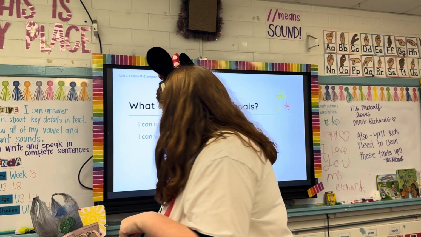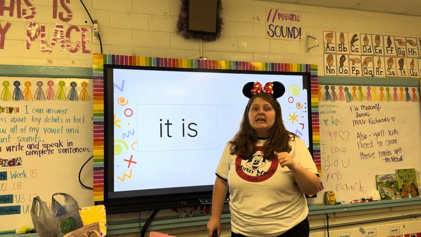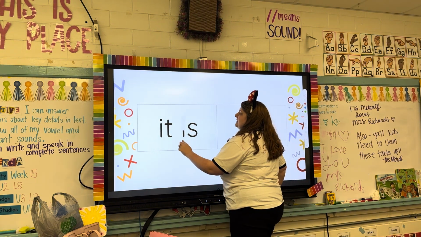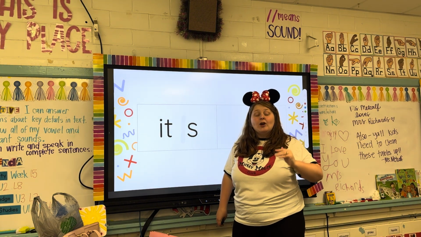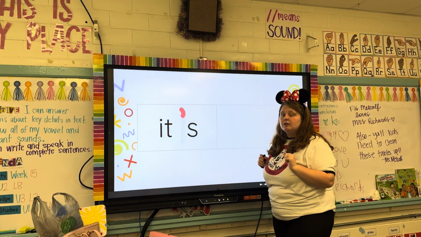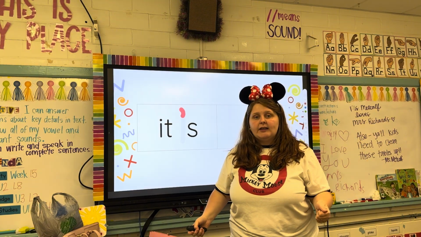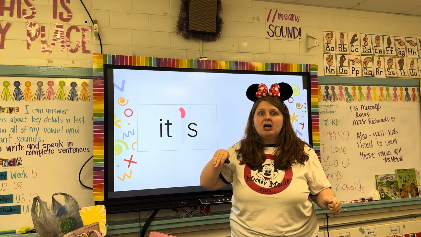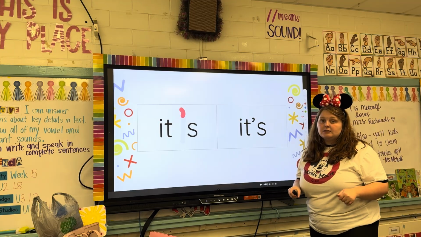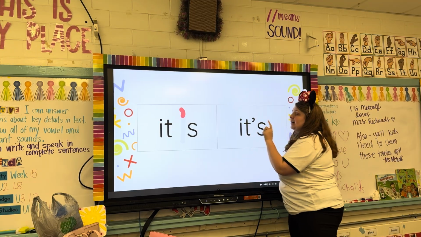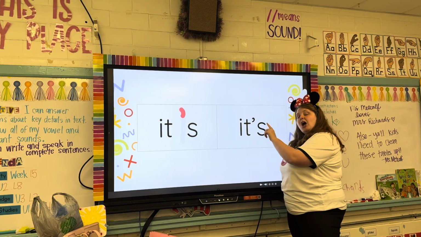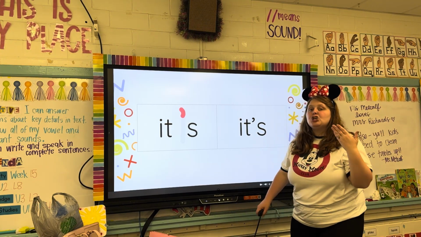Let's go through them. Our first set of words are it is, and we know that if is the second word, the letter that we chop out is the I, and where we chopped out the I, we add an apostrophe. So in the place of the letter that we chopped out, we put that apostrophe. So my contraction is it's. The apostrophe is not in front of the T. The apostrophe is not after the S. The apostrophe is where the I used to be.